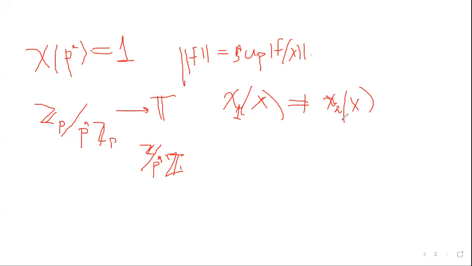Yes. Then we have some value a, which is the quotient of chi 1 over chi 2 at x. And you can take a power of this value, and sometimes it will be far from one. Right? This is the argument.